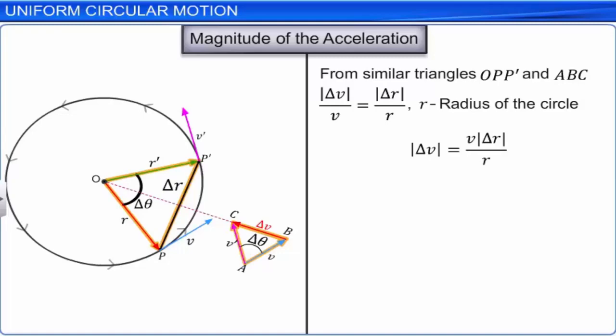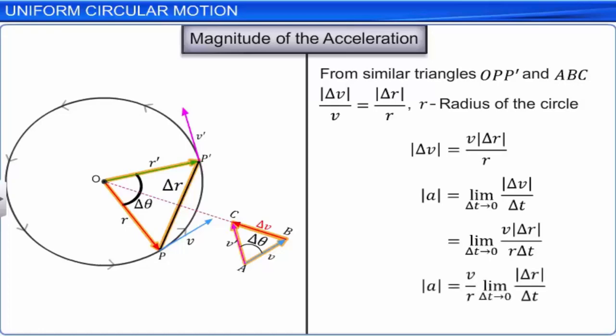Magnitude of a is equal to limit delta t approaches 0 magnitude of delta v by delta t, which is equal to limit delta t approaches 0 v into magnitude of delta r by r delta t. This expression can be written as magnitude of a is equal to v by r into limit delta t approaches 0 magnitude of delta r by delta t. Let this be equation 1.